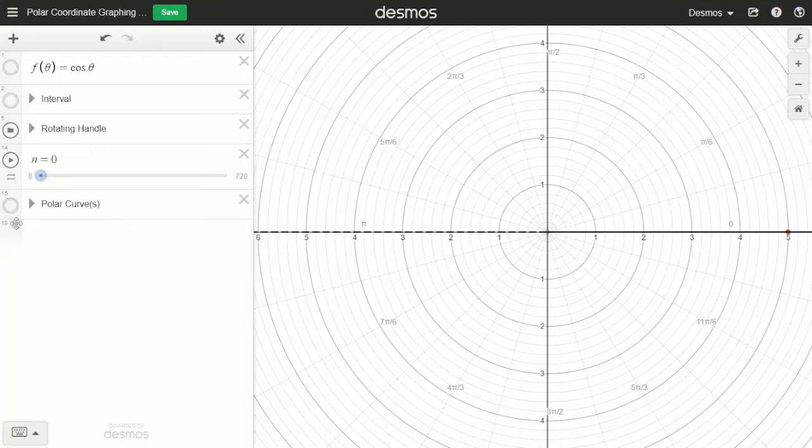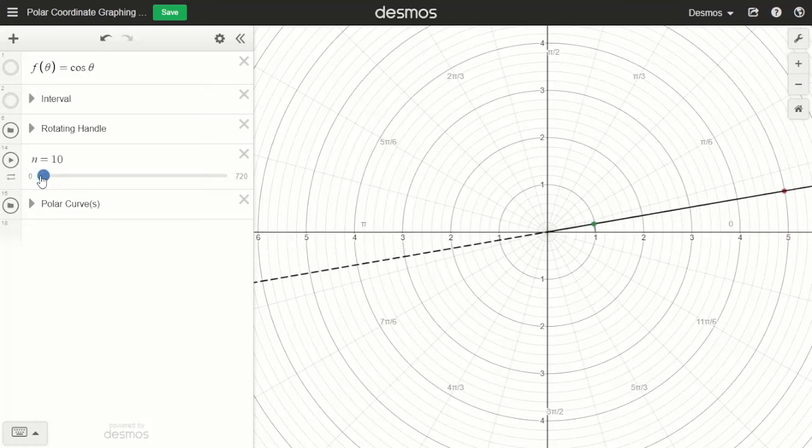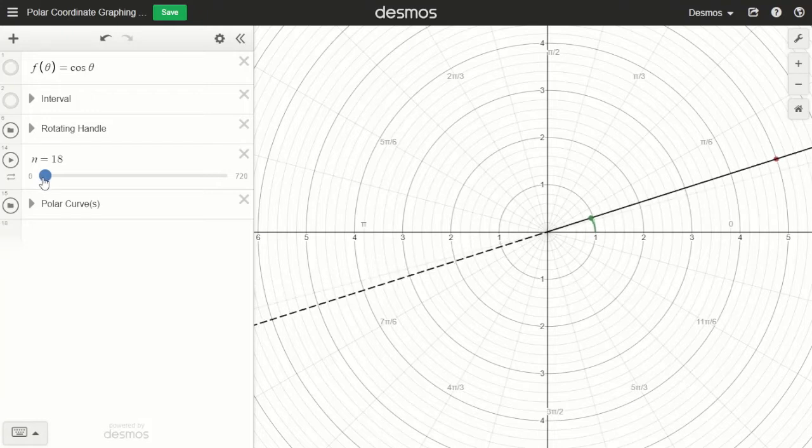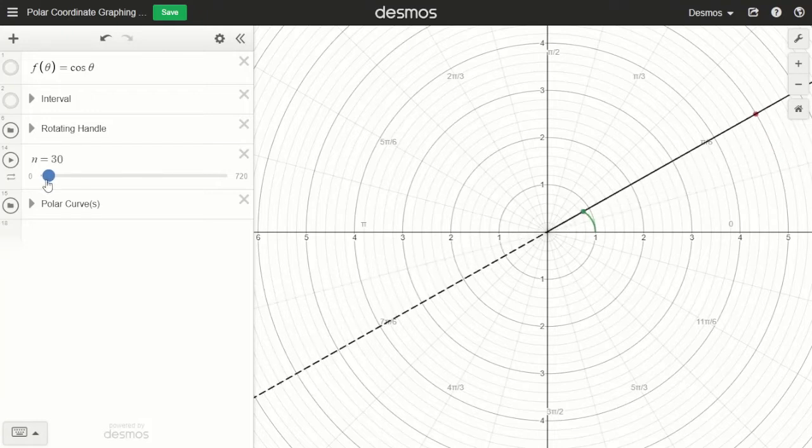After you click on that, it will pop out a point right here. See, when I disable that, it hid that point. But when I click on polar curve right here, it has that point. Now I'm going to use this to change the angle. As I increase my n right here, that's how I change my angle.